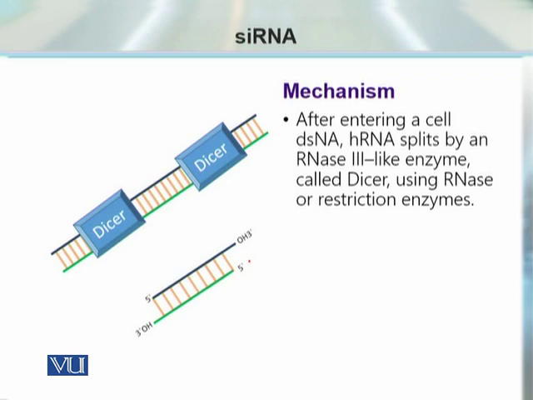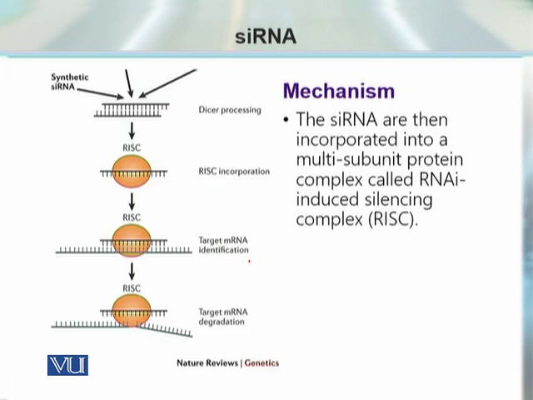Dicer itself works like an RNase enzyme, an RNase III enzyme, a class of enzymes which can cleave RNA molecules. An additional property is that these enzymes target restriction sites. They behave just like restriction endonucleases, and they target specific sequences.